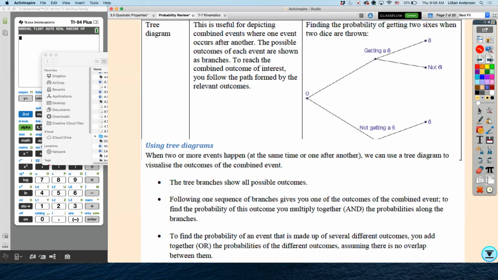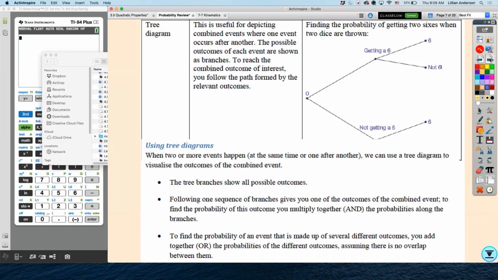A tree diagram. That was another way that we represented information. This one we used a lot. The 2 that we used the most, Venn diagrams and tree diagrams, are still used a lot. So this tree diagram is very helpful in depicting combined events, such as rolling a die twice and looking at all the different outcomes.